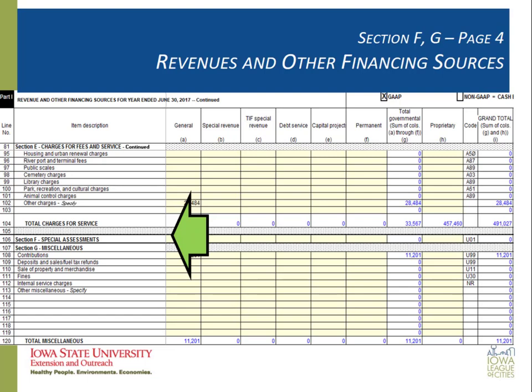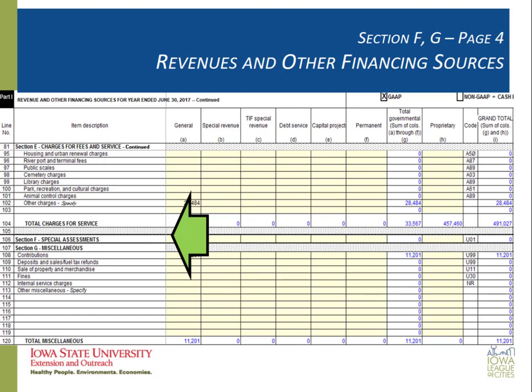This would be contributions that were given to the city, deposits that came in from sales tax refunds or fuel refunds. It could be the sale of property or merchandise that the city has. It might be fines that were collected by your library or your police department, or other internal service charge. And again, there's another miscellaneous category. So if you have something you feel just doesn't fit anywhere else, you can place it here, but make yourself a note. It will save you a ton of time later to not have to go back and figure out where that number came from.